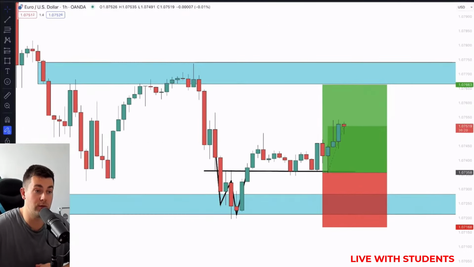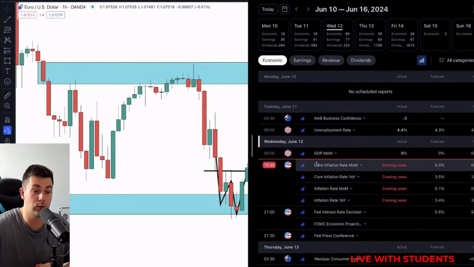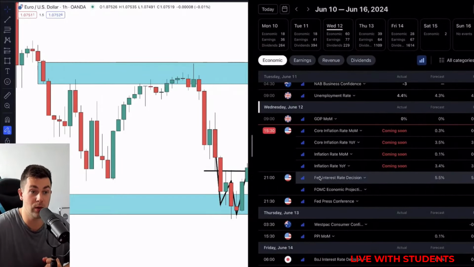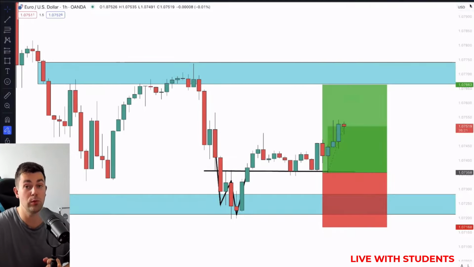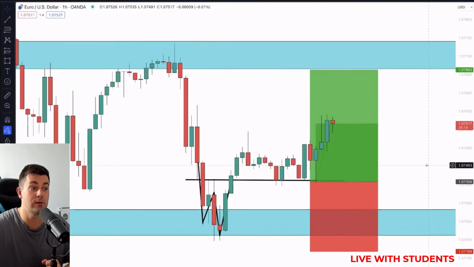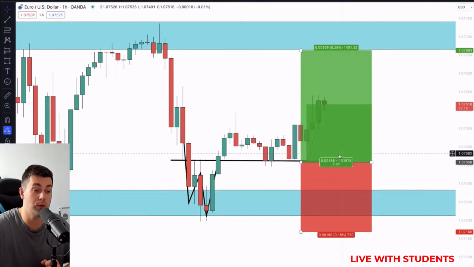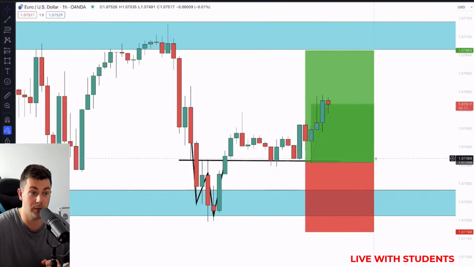Also, remember traders that in 2 hours, we are expecting important US news. We are expecting US inflation data, and this news will be very important for your dollar pair. So 10 minutes ahead of the release of the news, we will move our stop loss to break even to entry and make our position risk-free.